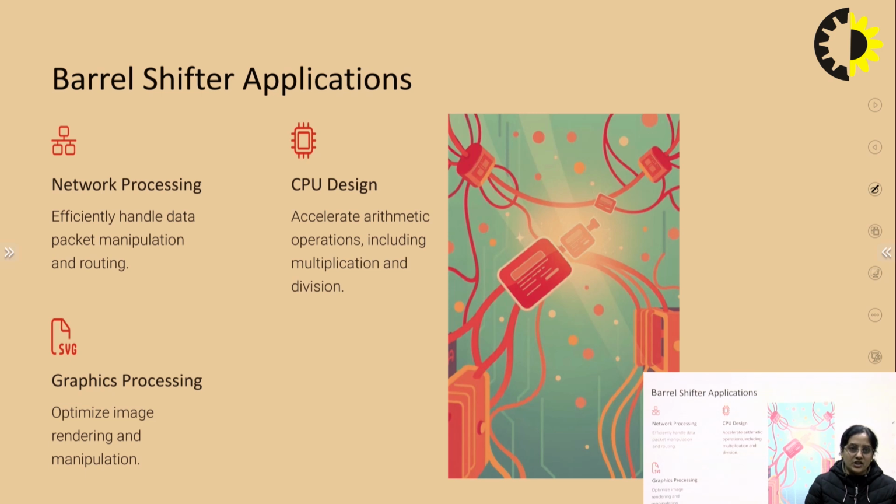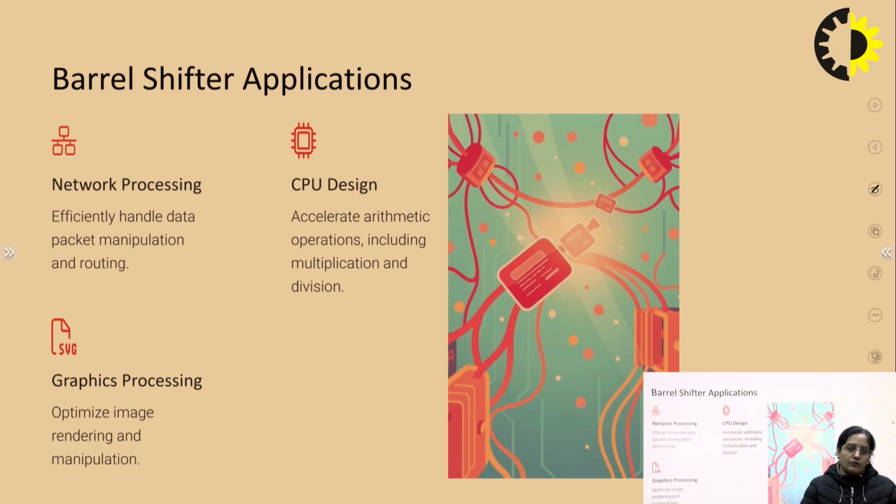The applications are, it will be used in network processing, where we have to handle data packet manipulation and routing. So there we use barrel shifter for routing our data packets. Now here the condition is that the size of our packet is fixed. So we can say that for an 8-bit packet size, our circuitry is not that much complex and not that much costly. So we use barrel shifter for network processing.